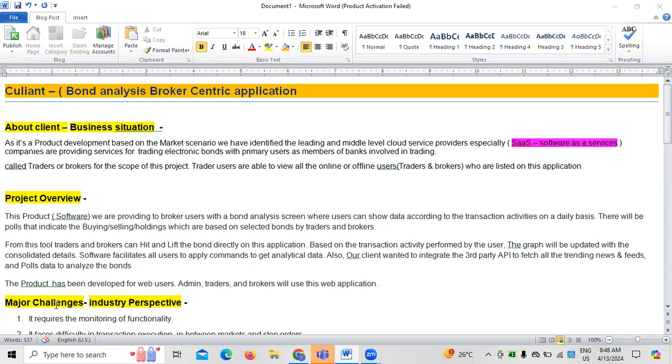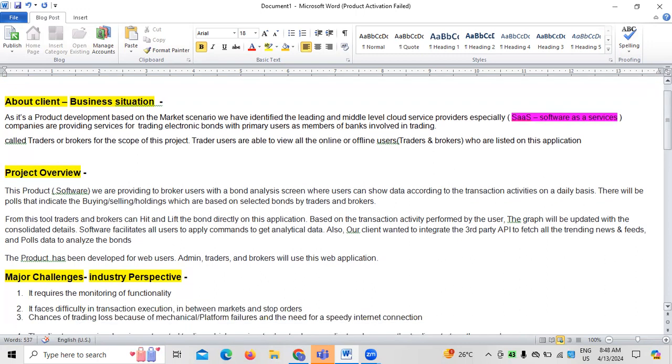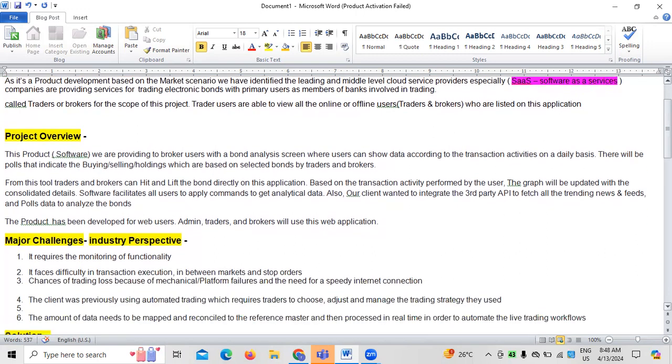In regard to this business situation, there is a product which was developed. This is what is called a product or project overview, right? For your simple understanding, I have mentioned it as a project, but it's a product overview, I can say, right? So in the product overview, this is a kind of software we are providing especially for the benefit of brokers and broker users, wherein they need to have some bond analysis screen where users can show the data according to the transactional activities on a day-to-day basis. Because the bond market, stock market, everything is based on day-to-day transactions, which have to be maintained.